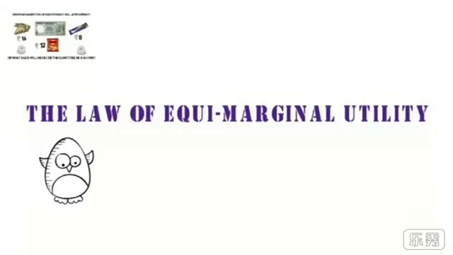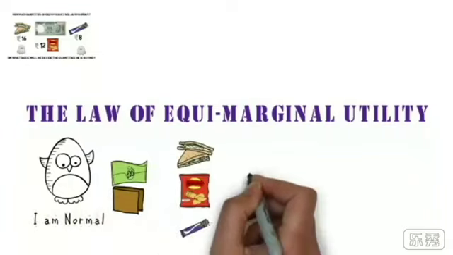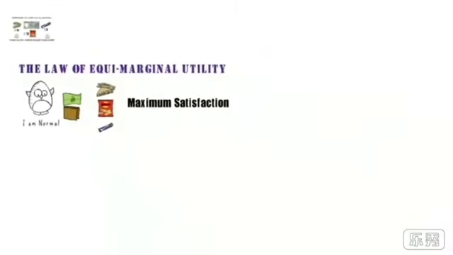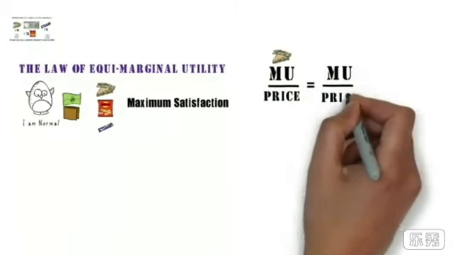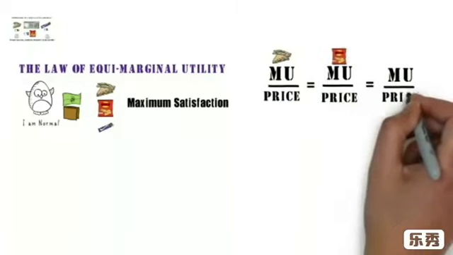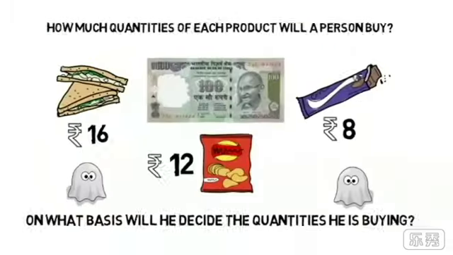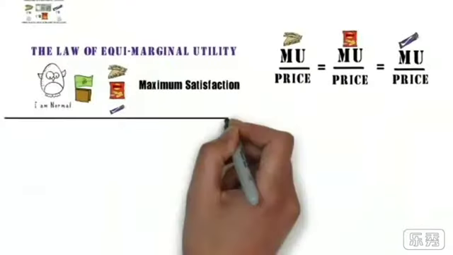Assuming that your friend is normal, he'll try to spend his income on all 3 commodities in such a way that he attains maximum satisfaction. And the way he'll do it is by applying this formula, that is, by equating the ratio of marginal utility to price of all 3 commodities. Don't worry, you'll understand it in a while. For now, just remember that your friend has to spend rupees 100 on all 3 commodities in such a way that he attains maximum satisfaction.